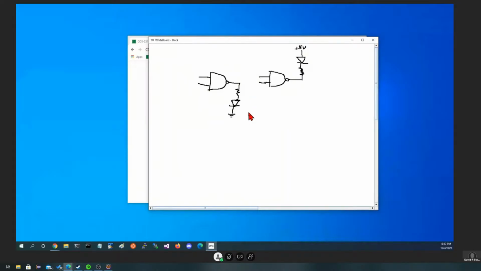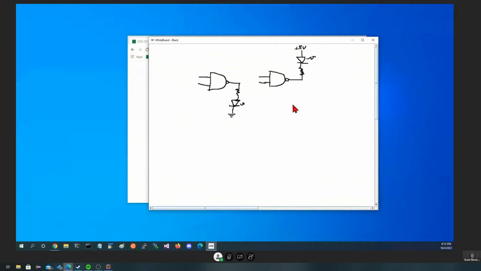Anybody want to tell me what's good about one, what's good about the other one, what's good about both or bad about both? Anybody want to raise your hand? And these are LEDs. I didn't draw the little lightning bolts. I'll draw them just because they look so nice. Scott, what do you think?